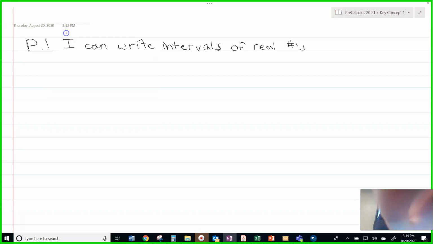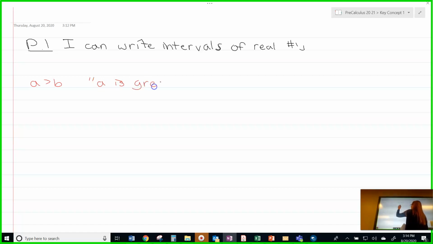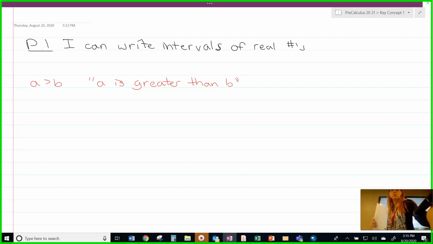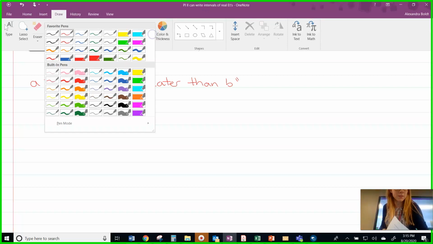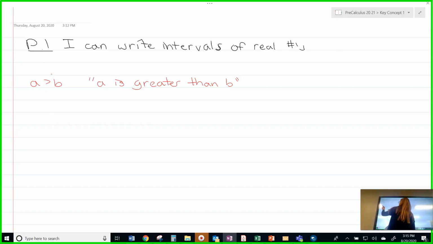Okay. So the first thing we're going to talk about is some definitions. We have A greater than B, right? And that's exactly what that notation means. A is greater than B. And then we have A less than B, right? So this is all stuff we know.